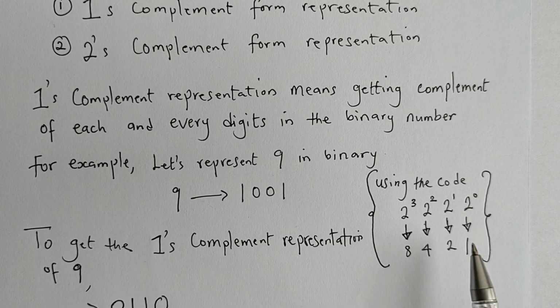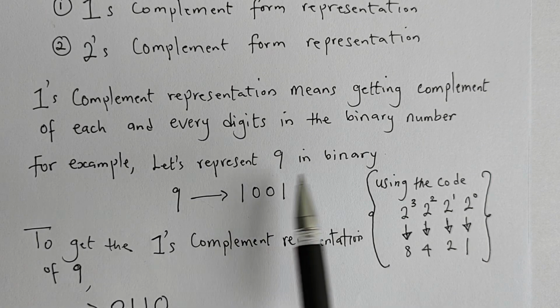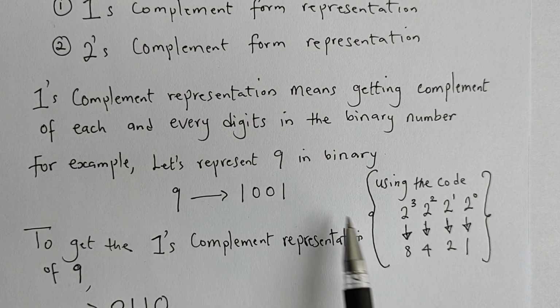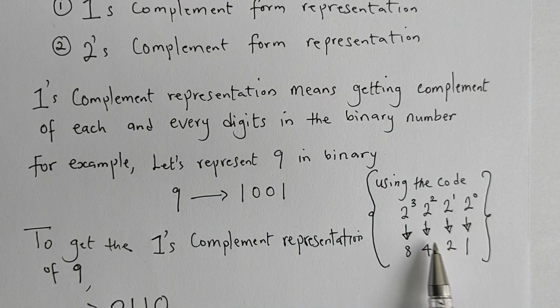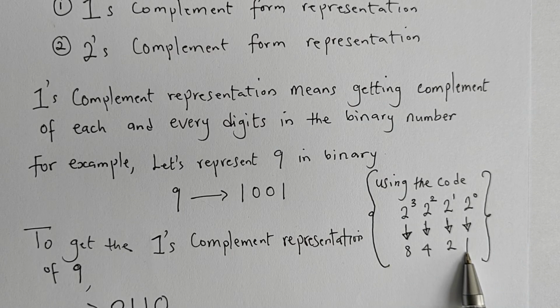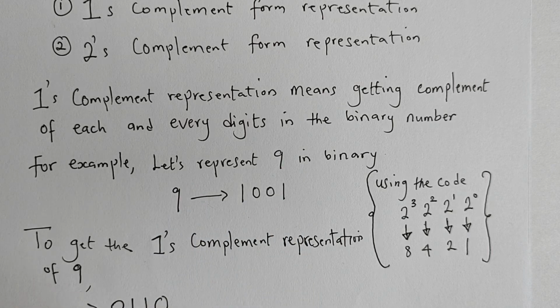Now using this direct method, where you have 1, it means 8 is present. Where you have 0, 4 is absent, the next value is 0, so 2 is absent, and the last value is 1, which means 1 is present. So if you add them together, 8 plus 1, you're going to get 9. So this is how you arrive at this. Very easy.